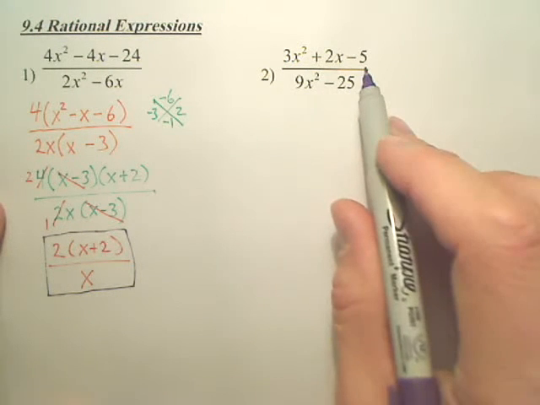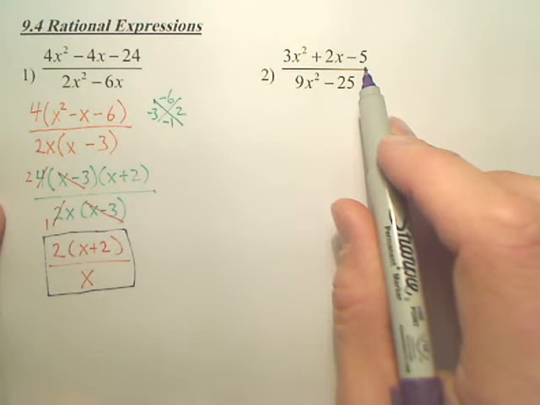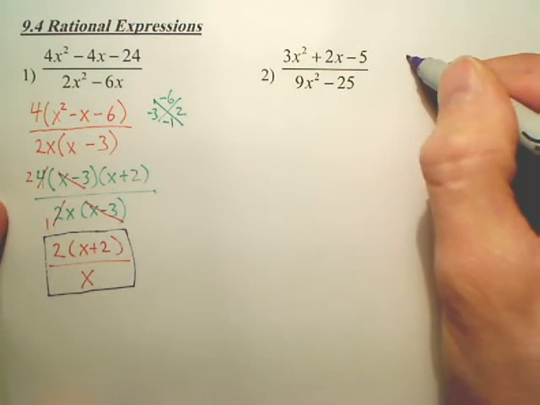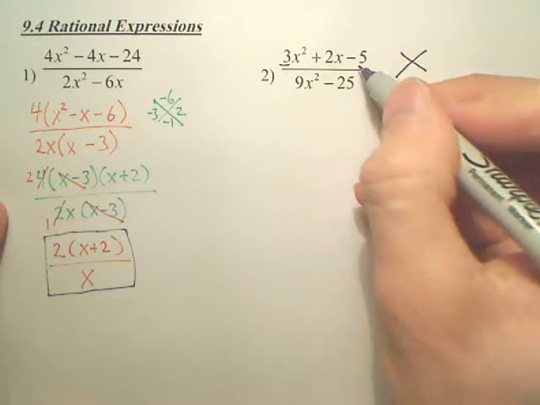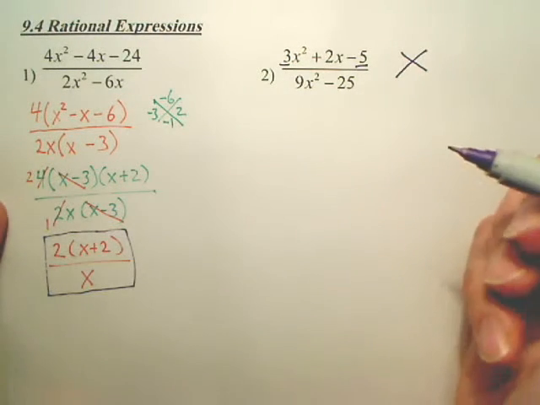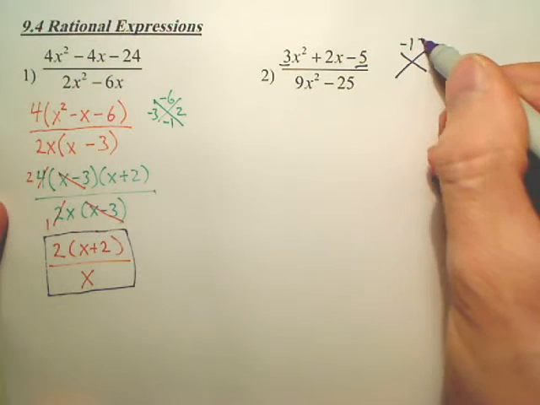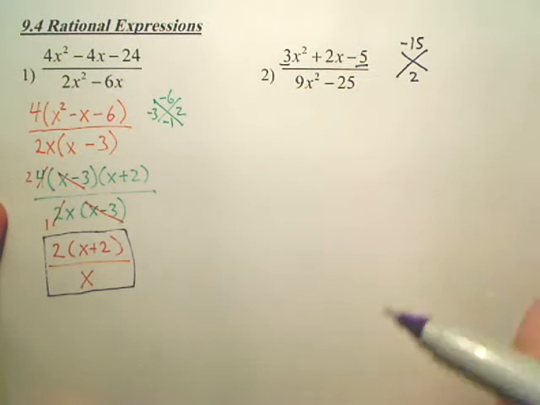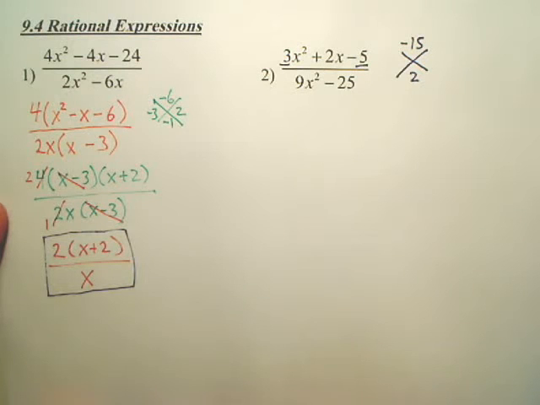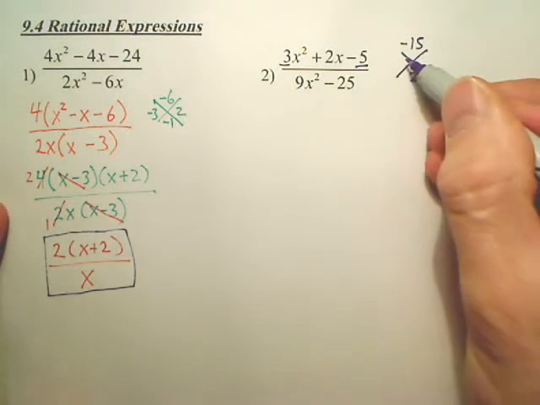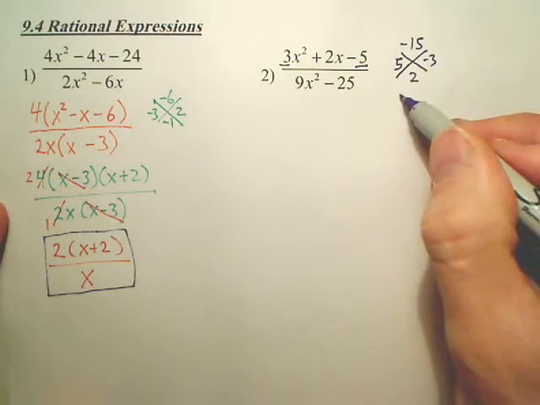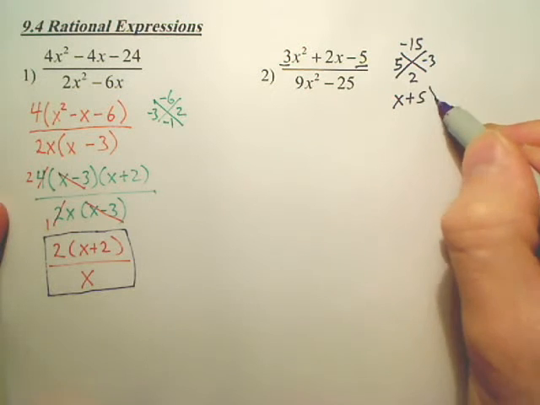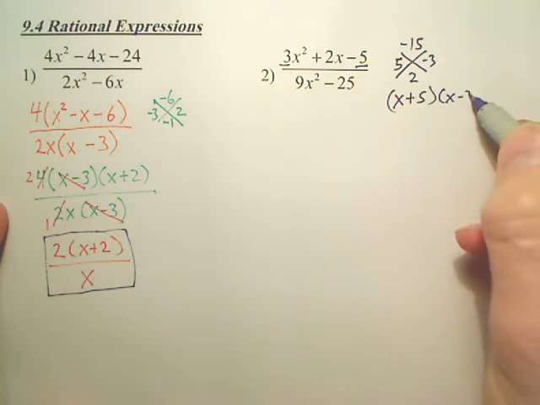The top, is there a GCF? No. The top has no GCF, but the top, don't you multiply front and back? And you're going to get what? Negative 15, and the bottom is 2. What are my sides going to be? 5 and negative 3. So that's x plus 5, x minus 3.